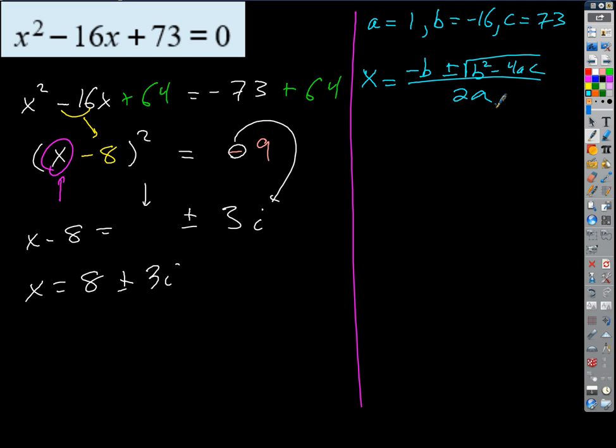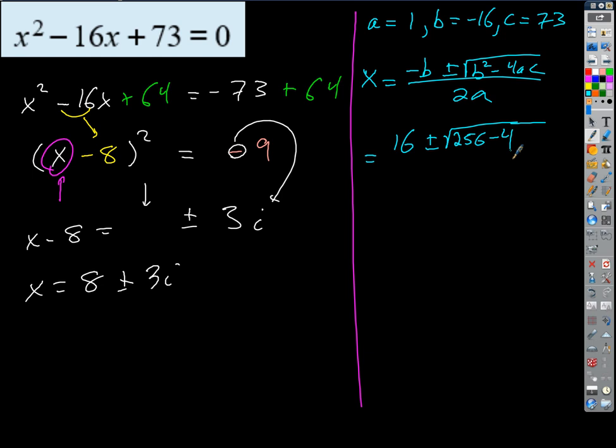So we're just going to plug stuff in there, right? So we end up with negative b is what? Positive 16. Okay, Tony, what am I going to get for what's inside here? What's b squared going to be? Minus 16 squared. Yeah, what is that? Anybody remember? Anybody know?